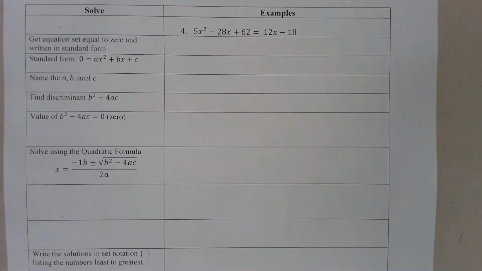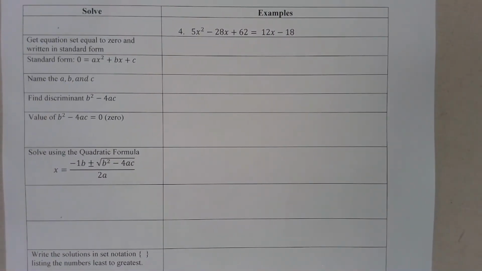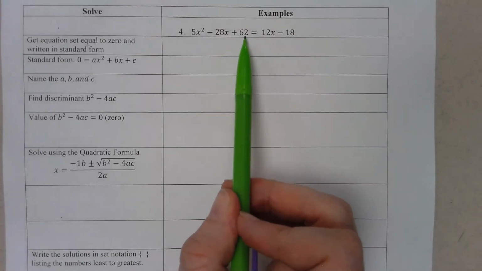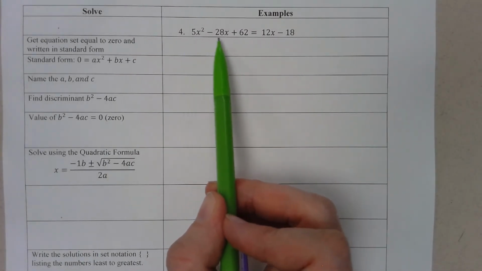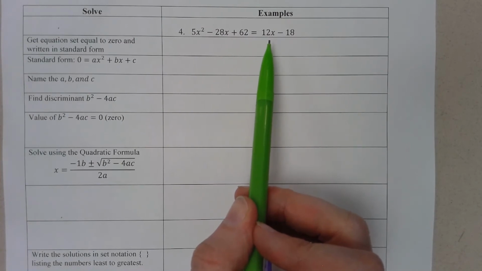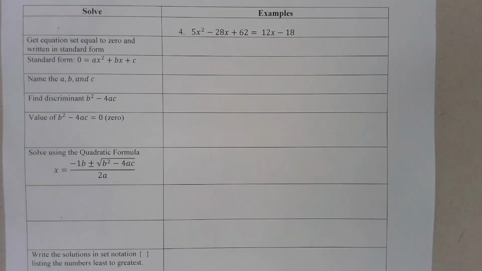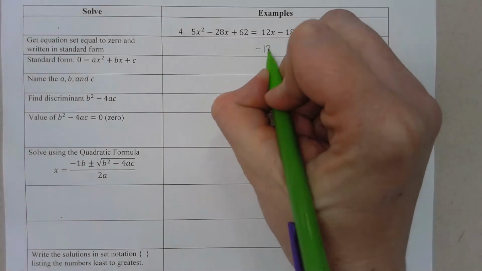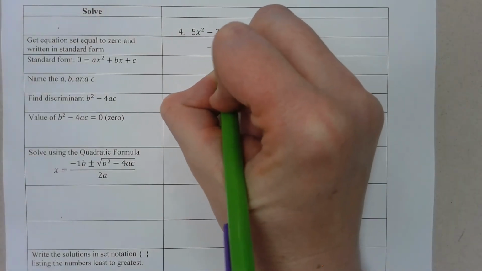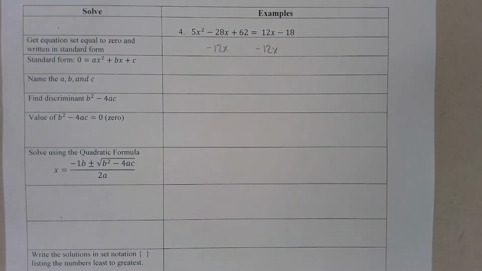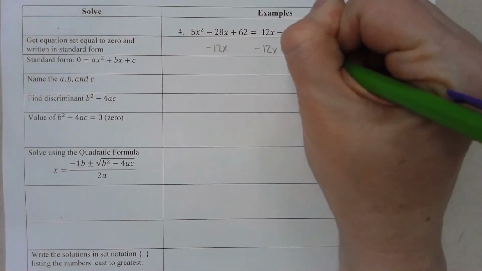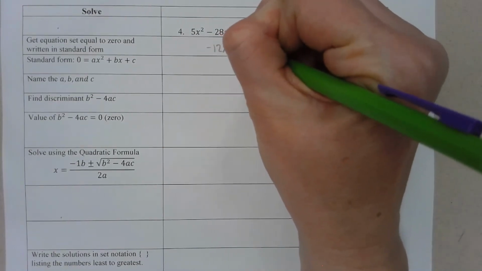Number 4. We have 5x squared minus 28x plus 62 equals 12x minus 18. Well, notice this one is not in standard form. Even though, yes, it looks like the left-hand side is in the correct ABC order, it's not set equal to 0, so we need to do that first before we can truly name our A, B, and C. So we'll start with subtracting 12x, lining it up with its like term, because we will be able to combine those, and adding 18, again, lining it up with its like term.